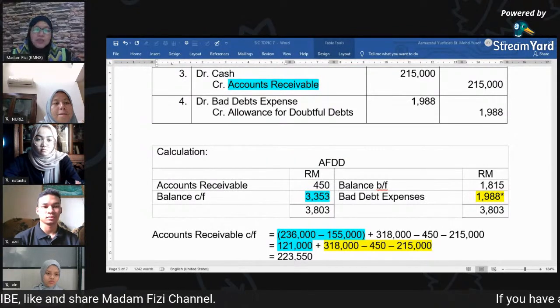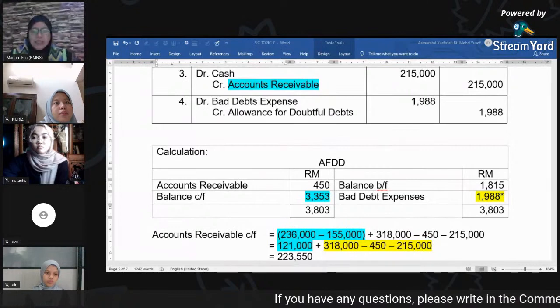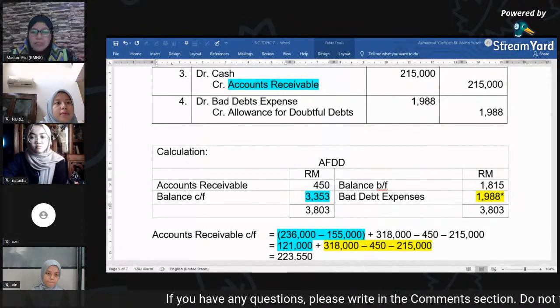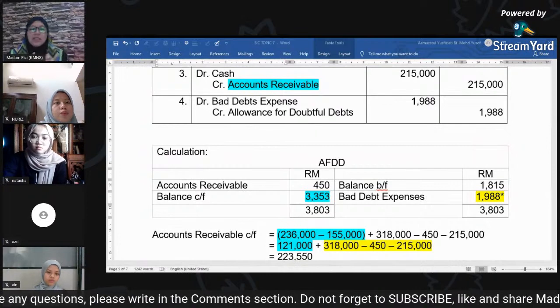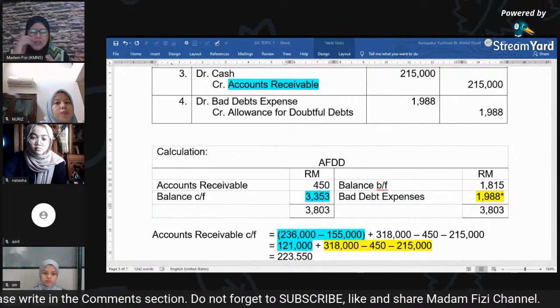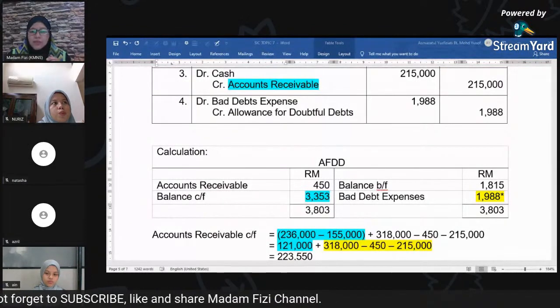This topic is actually a bit technical. That's why you have to understand. Okay, you have to fully understand. Because it is technical, you must remember the account receivable carry forward and then the AFDD carry forward. Like that.